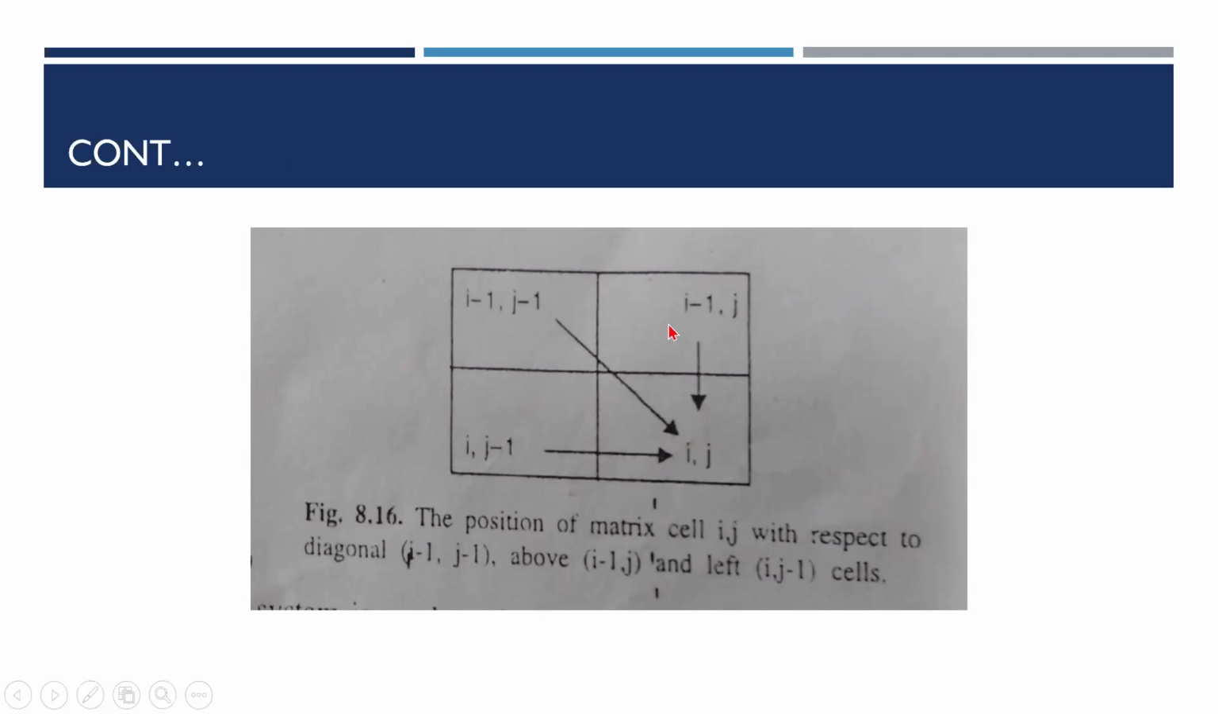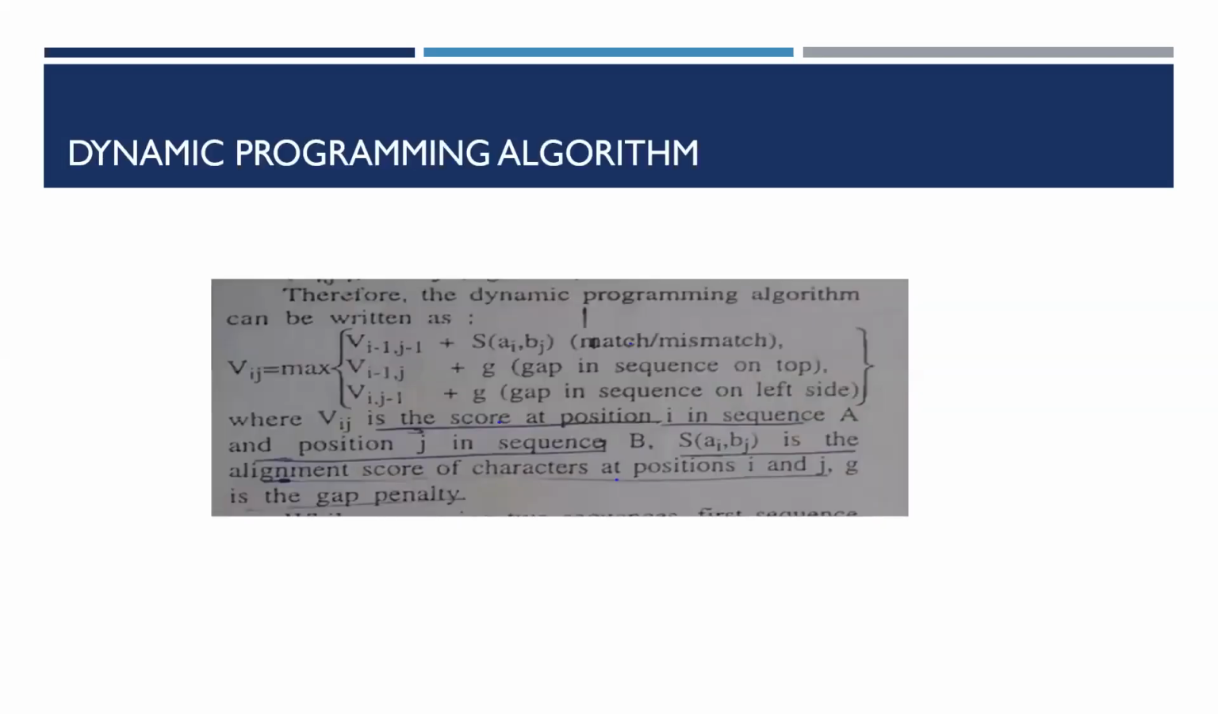Similarly, the above position is I minus 1 and j. The left position is I, j minus 1. So in order to fill the alignment score in this cell, you need to know the values or the alignment scores present in these 3 positions with respect to this cell. Then only the dynamic programming algorithm helps in calculating the alignment score in this particular cell. I hope you are able to follow. Moving on further.